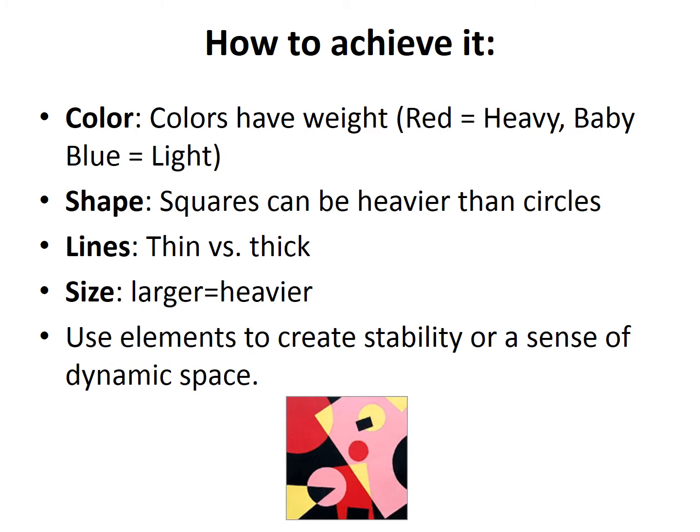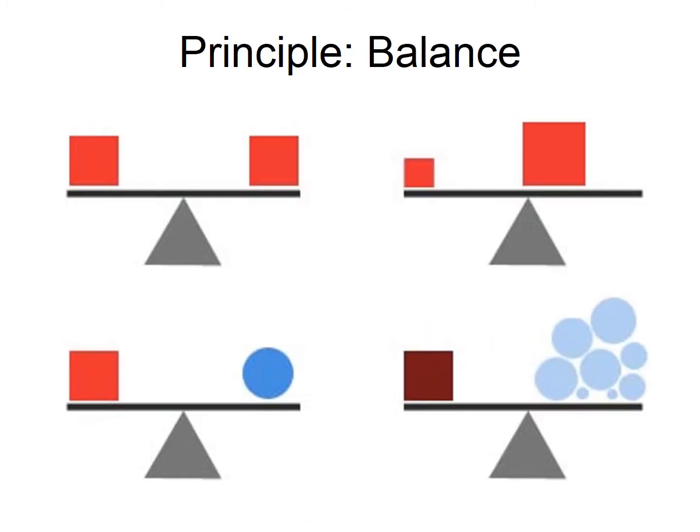We use elements to create stability or a sense of dynamic space. Here are some illustrations for you. You can see in the upper left-hand corner we have two squares sitting on what looks like a scale. That triangle, that's called a fulcrum, and that's kind of where that scale balances. And you can see that we have two squares that are the same size, the same color, and the same shape. They obviously equal each other out. They balance one another.